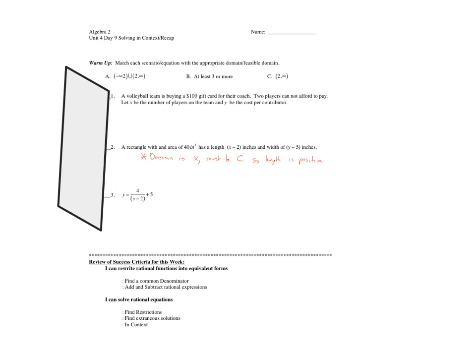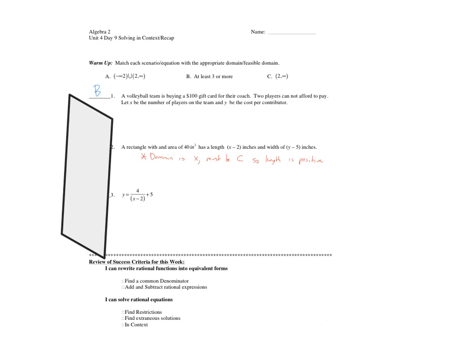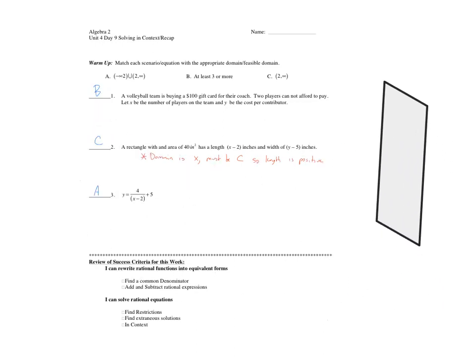So let me just move this box out of the way. There we go. So in the first situation, a volleyball team is buying a $100 gift card for their coach. 2 players cannot afford to pay. Let X be the number of players on the team and Y be the cost per contributor. So this goes back to this old idea that we've seen before of Y equals the total cost, but then 2 players will not be able to pay, so it's X minus 2 on the denominator.